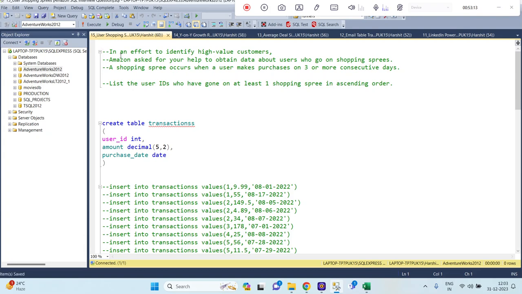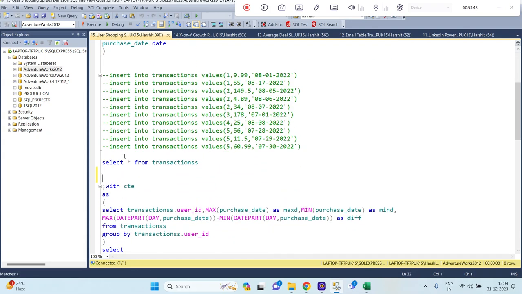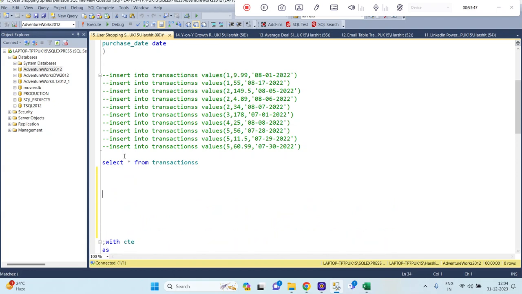In an effort to identify high value customers, Amazon asked for your help to obtain data about users who go on shopping sprees. A shopping spree occurs when a user makes a purchase on 3 or more consecutive days. List the user IDs who have gone on at least one shopping spree in ascending order. So this is the transactions table given: user ID, amount and purchase date. I have already created the table and inserted the data.